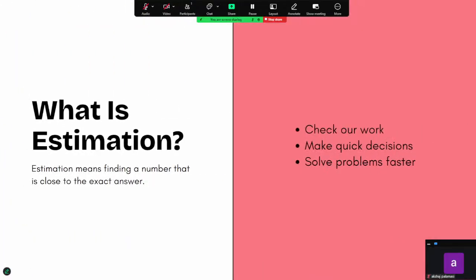So what is estimation? Estimation means finding a number that is close to the exact answer. We use estimation to check our work and make quick decisions, because estimation gives us very easy numbers to add or subtract, like multiples of 10. It's very easy to add or subtract multiples of 10. That's how we can make quick decisions using estimation, and solve problems faster.